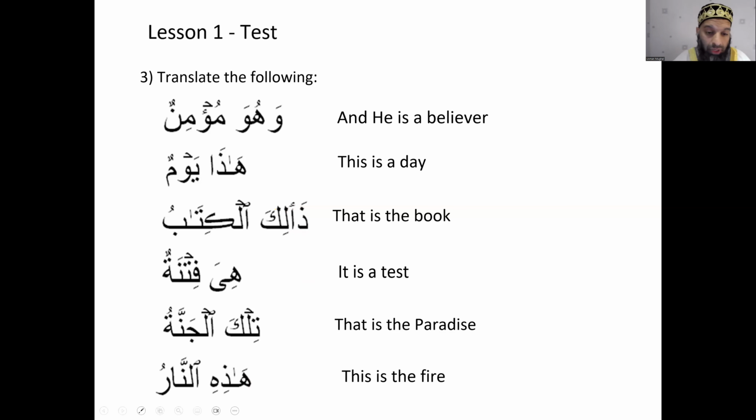هذه النار. Hadhihi, this is. And النار is the fire. Okay? So apologies for here and huwa. But inshallah there's some benefit in it. You'll maybe get acquainted with that word. And when we come to do it, you'll say, okay, I've seen that word before.